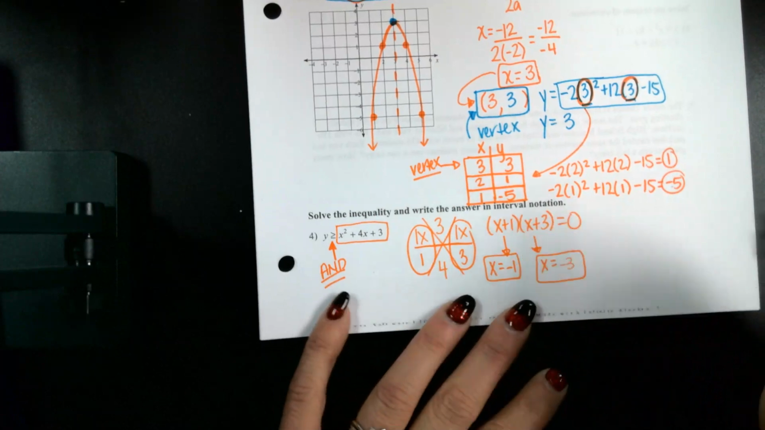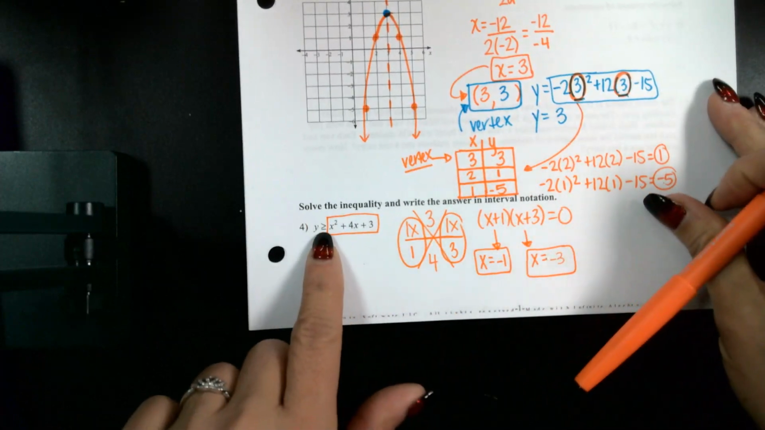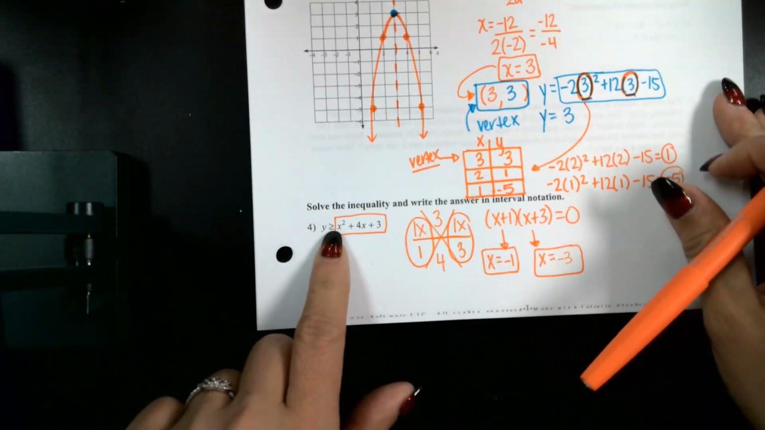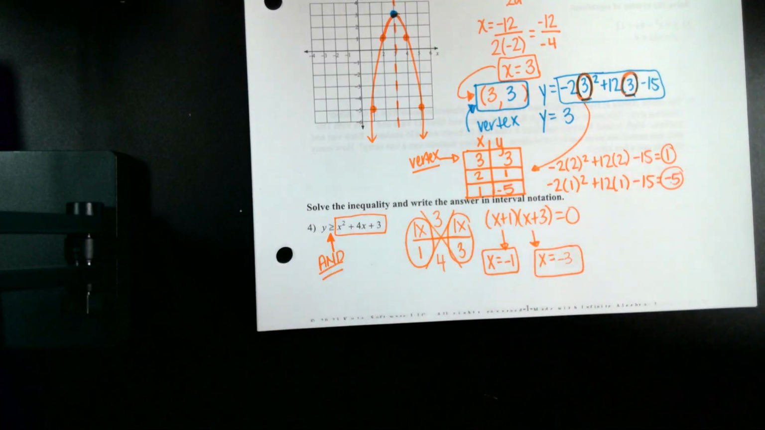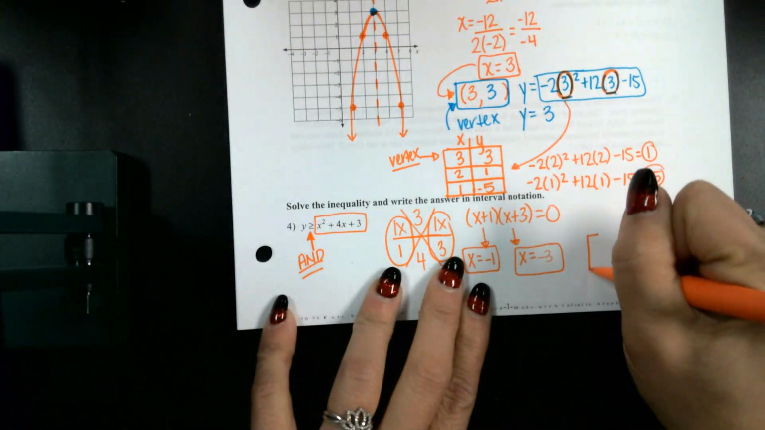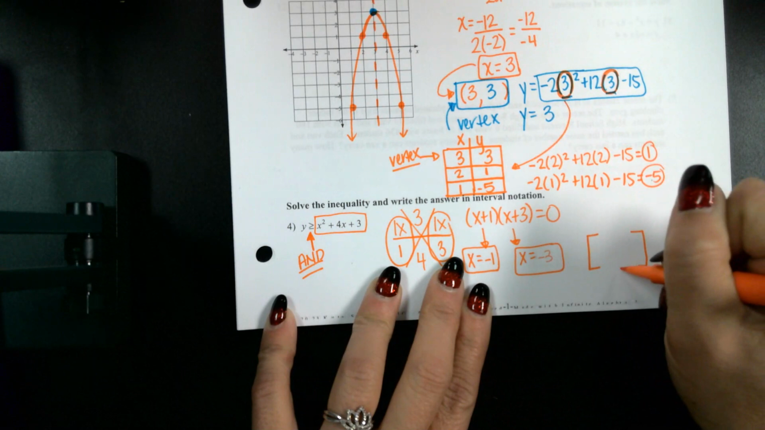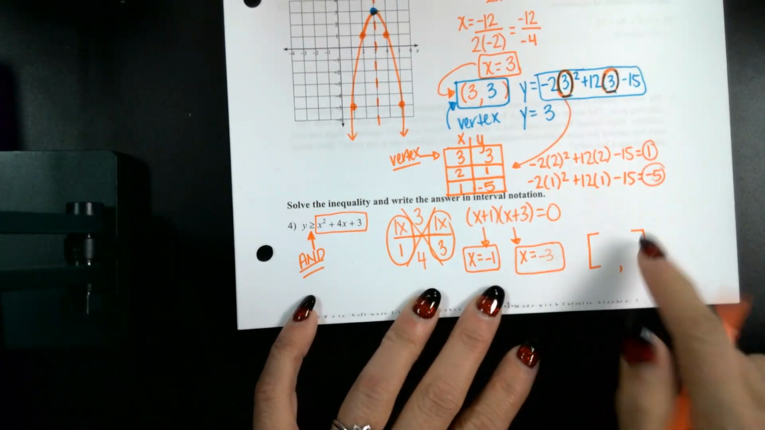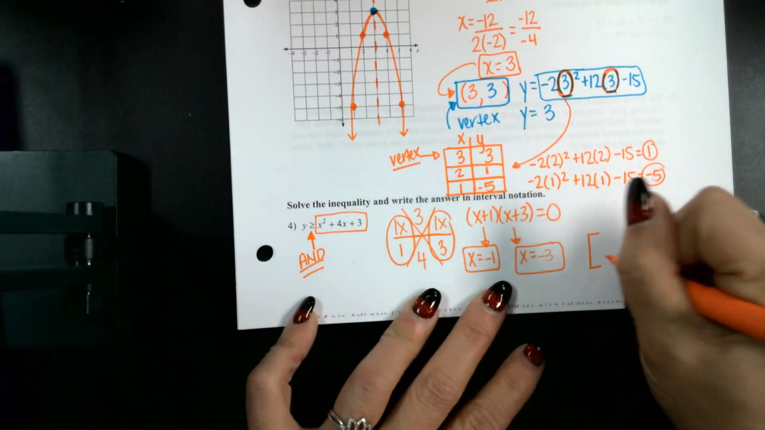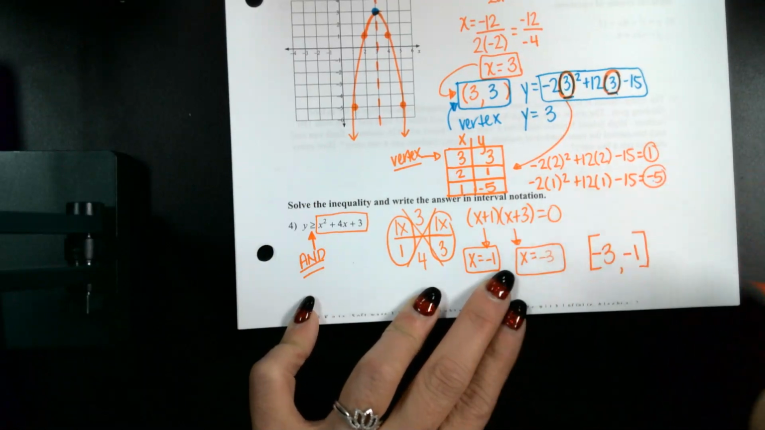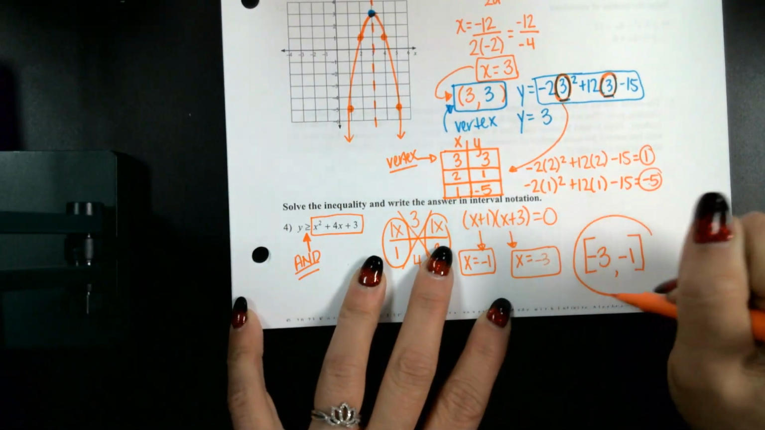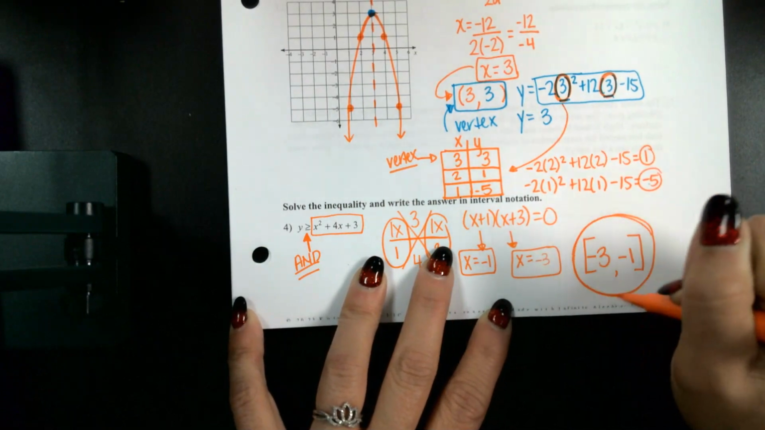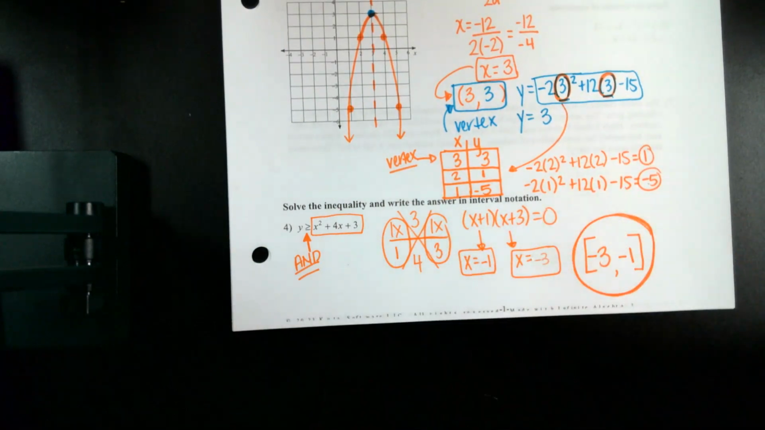Okay, so the interval notation, see how there's an equal sign here? Because there's an equal sign, they're the square brackets. And you're always supposed to put the smaller number here and the bigger number here. So it would just look like this, -3 to -1. That right there is your interval notation we're going to look for at the end.